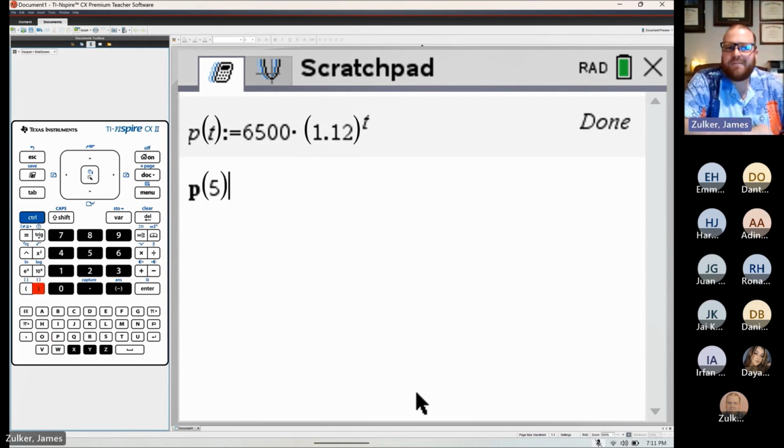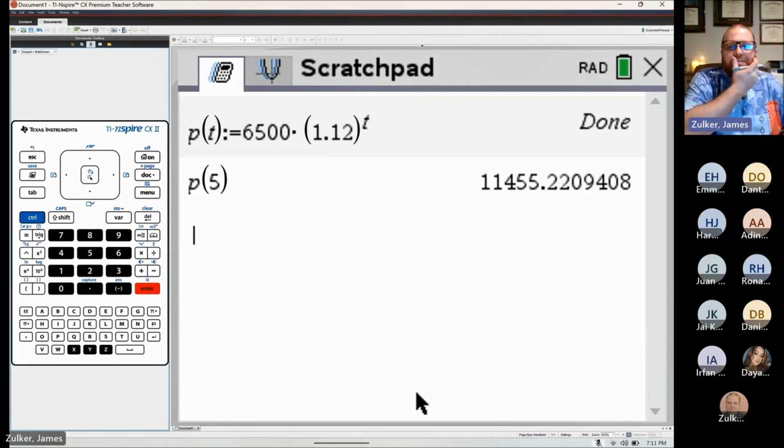P of 5. So after 5 years, $11,455.22. Now keep in mind that there was only a single deposit of 6,500. So how much of that is growth?